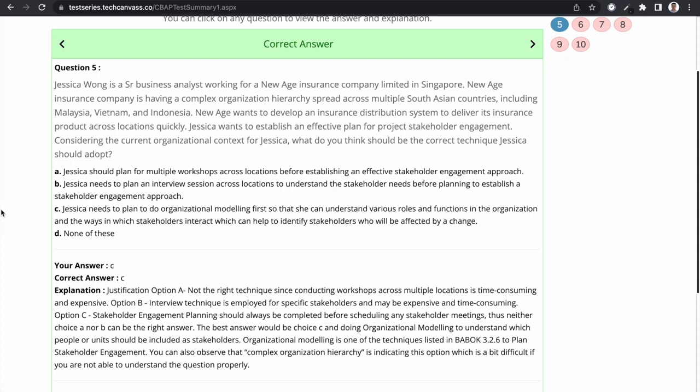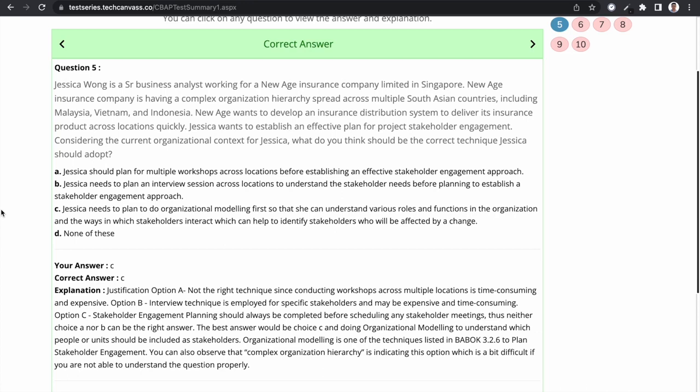When we look back again at the question, it asks that you have to consider the current organizational context. What would be the right technique for the business analyst to adopt? So, stakeholder engagement planning should always be completed before scheduling any stakeholder meeting. Thus, neither A nor B can be a right answer, which means interview and workshop cannot be the right answer. The best answer here will be doing the organizational modeling, which will help in understanding people or units that should be included as stakeholders.